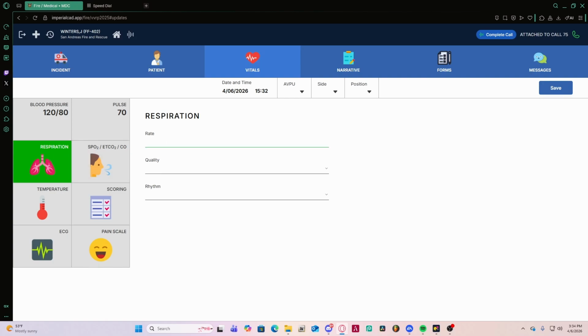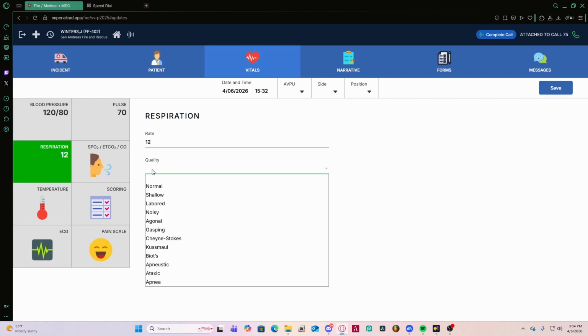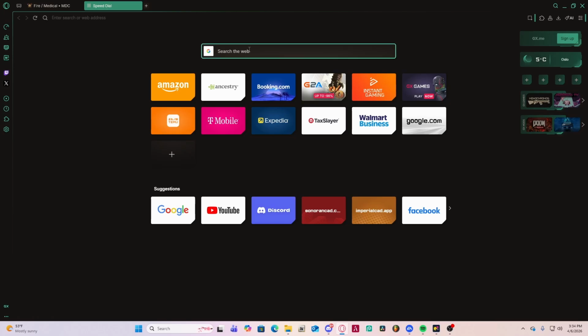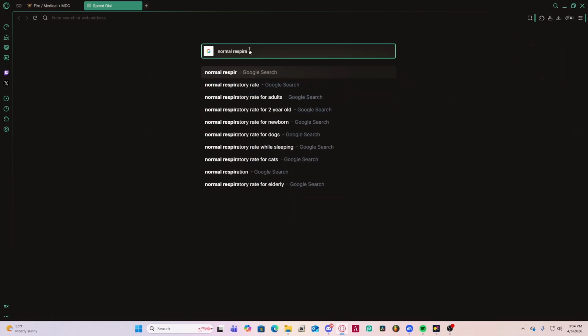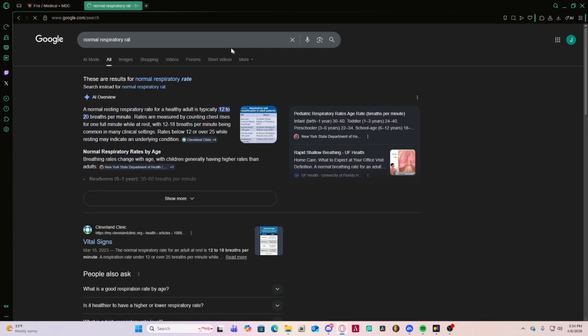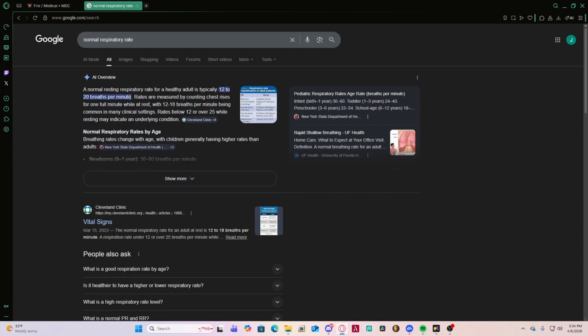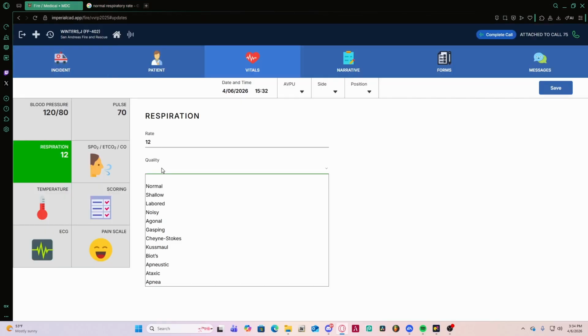Respiration rate. What is the normal respiration rate? Like 15? No, normal is 12, I believe. I think it's between 12 and... let me Google real quick. Normal respiration rate. Oh yeah, 12 to 20. Okay, she's sitting at about 12.